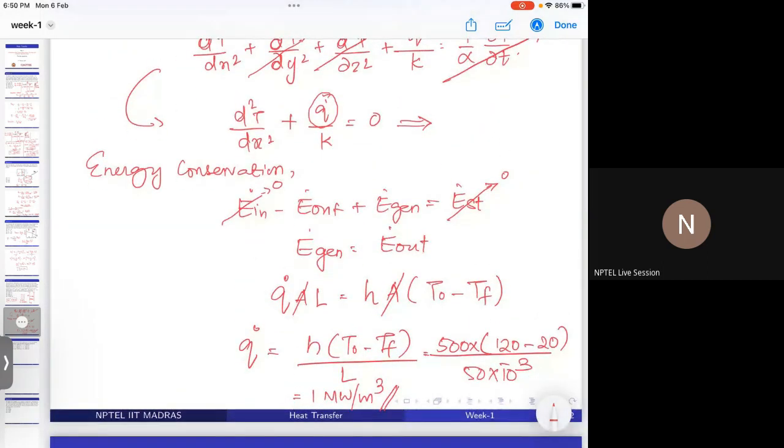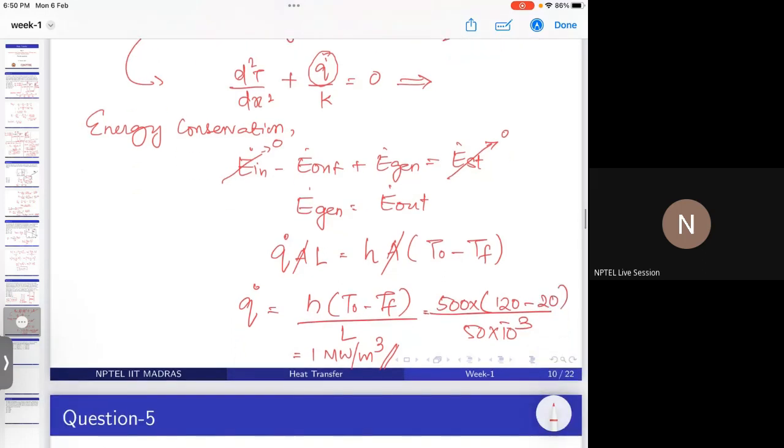We just applied the basic principles. We started with the basic energy conservation equation, then we struck out the terms that are not applicable, because the question already says it's a steady state. And in this system, there is no heat coming into the system, so whatever heat is generated within the wall should be convected out. From that, we got the heat generation rate.